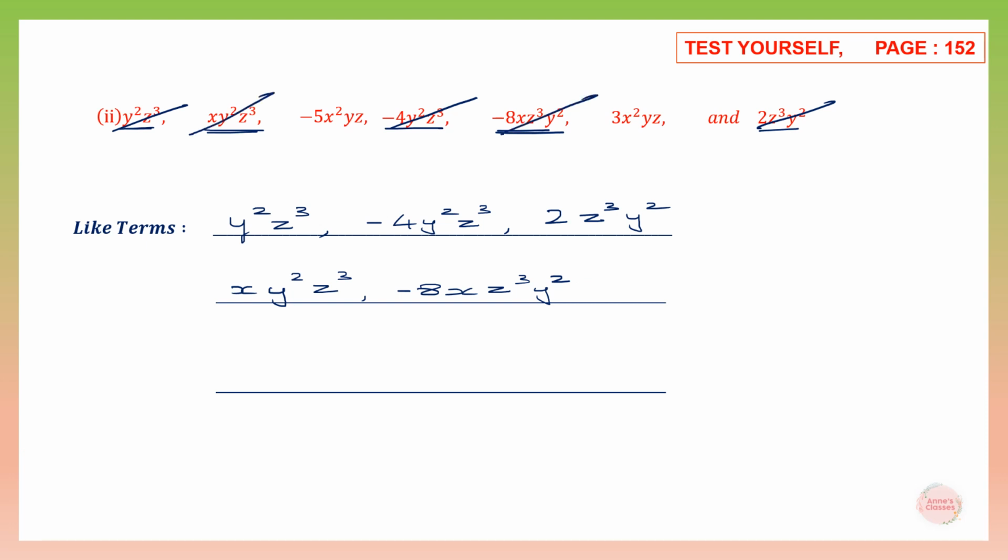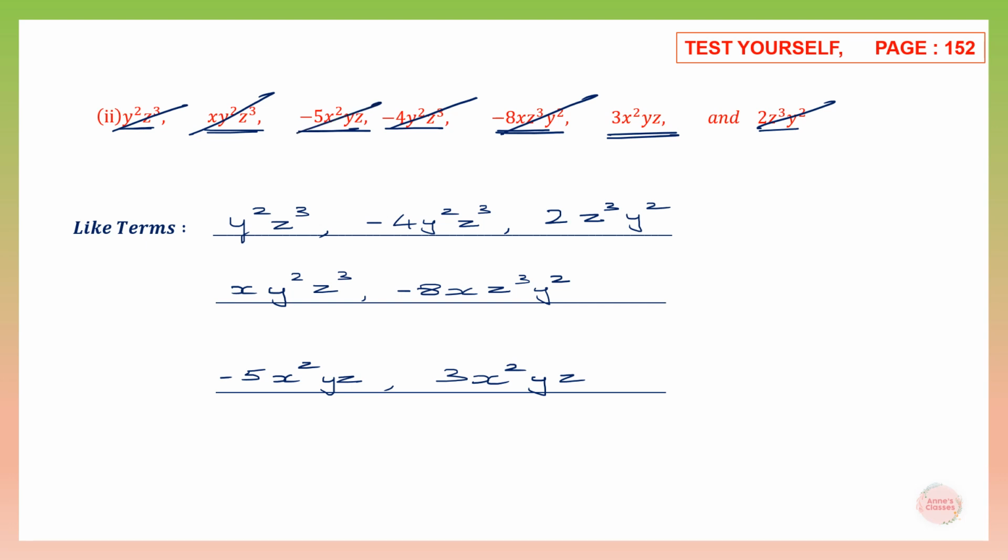These two are over. Now we have only two left. Let's look at that. Let's write down the first one, which is minus 5x square y z. Now let's look at the other one, x square y z. It's the same thing. So 3x square y z.